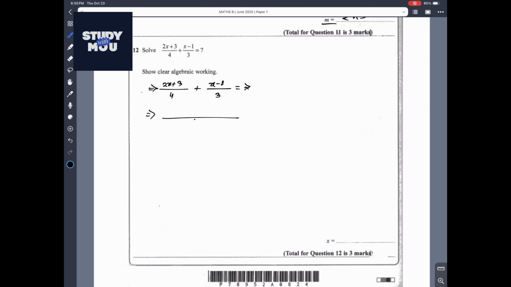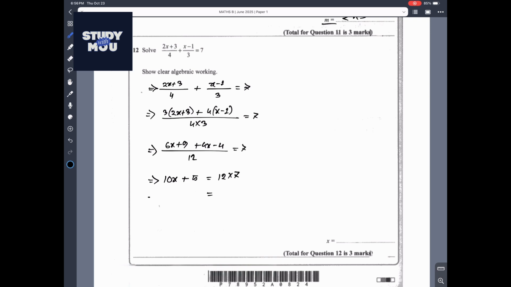Okay. So 4 into 3 should be multiplied with (2x + 3) plus 4(x - 1) is equals to 7 times 12. 3 into 2x, 6x plus 9 plus 4x minus 4 equals 7 times 12. And we have 10x plus 5, because 9 minus 4 is 5, is equals to 12 multiply 7.